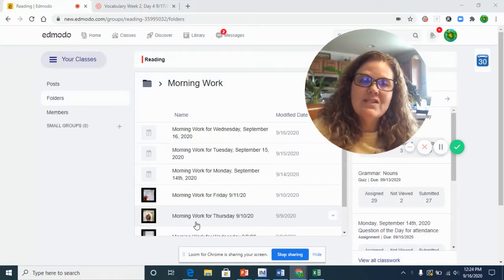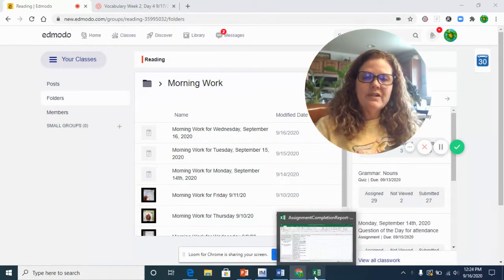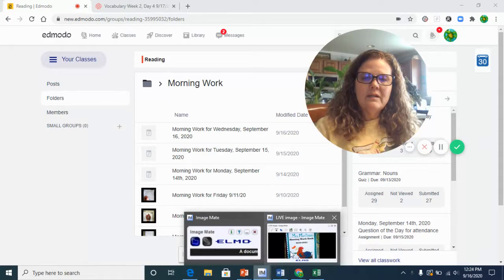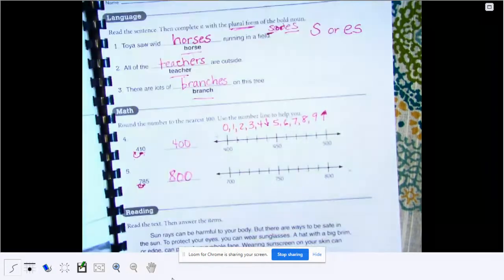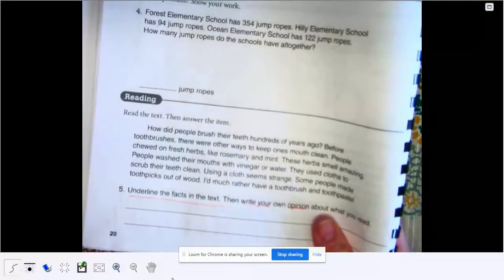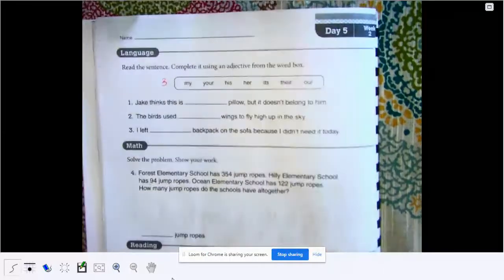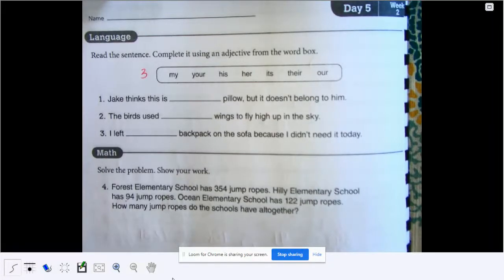We're going to go ahead and get started on our morning work. Let me switch us over to our document camera real quick. Okay. So we are going to be correcting page 20. So page 20, we're going to be correcting that page. And then we'll be going over 21.